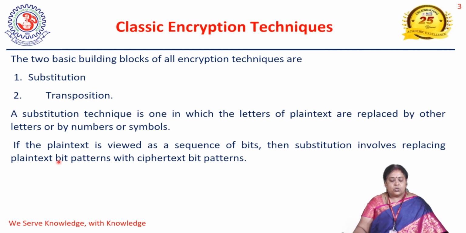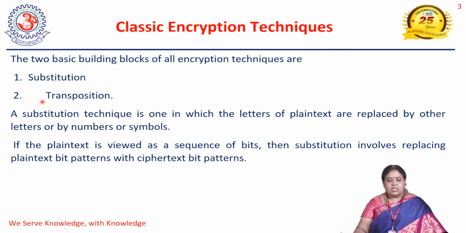Okay. So if the plain text is viewed as a sequence of bits, then substitution involves replacing the plain text bit patterns with ciphertext bit patterns. That we call a substitution. Substituting a character with another character. The plain text character will be replaced with another character that becomes a ciphertext. That we call substitution. Then transposition means changing the positions of the plain text.